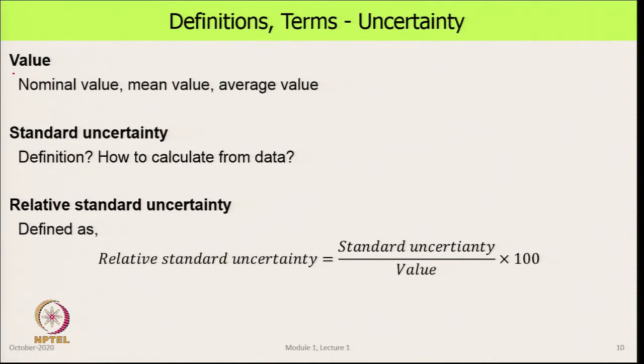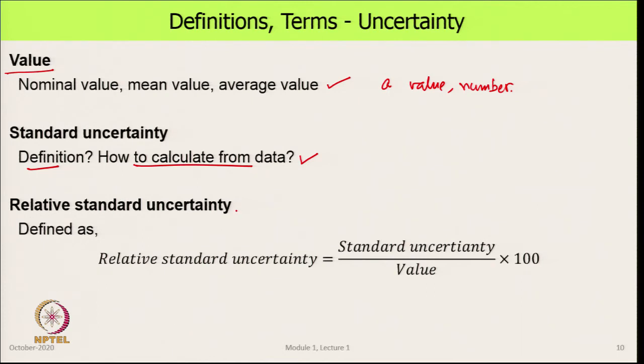So, we use some terms that have already come in that earlier slide that I showed, and let us see what they are. The first, there was value, which we have said is the nominal value, mean value or the average value, a number. This is a specific numerical value. Then we have standard uncertainty, we will define what it is, and we will also learn the process of how to calculate it from data. Or in the absence of data, if you have some information, say accuracy of an instrument, how can I calculate the standard uncertainty from that type of information? We will learn that also.